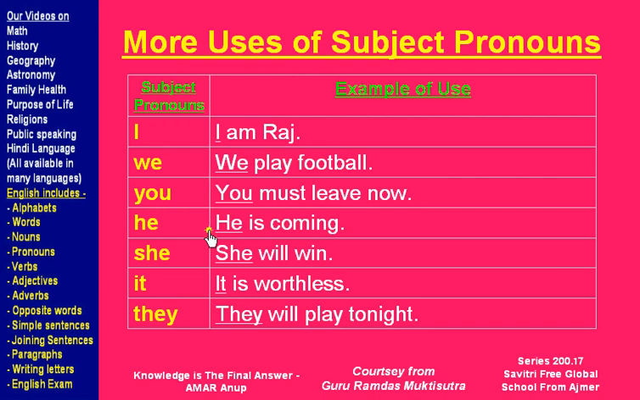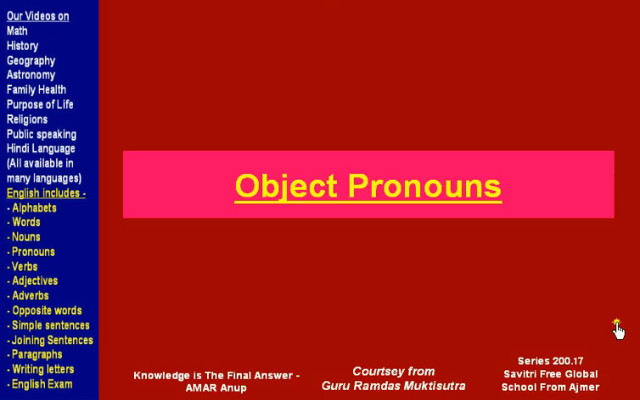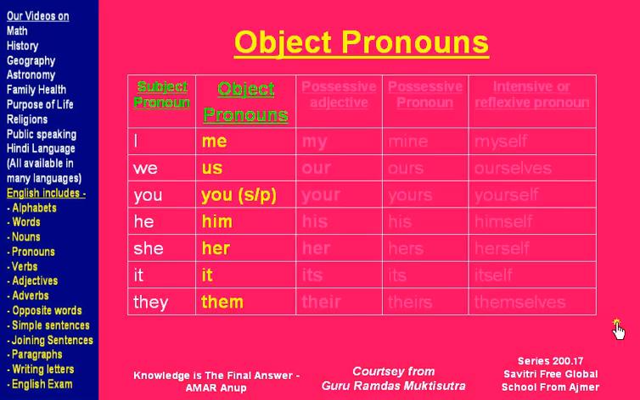He is coming. So this is the subject. They will play tonight. Will play is the verb. Tonight is the object part of the sentence, and who will come? They will play tonight. So they is the subject. So these are the subject pronouns. Now we will soon see object pronouns, and you will see the difference. So let's see some object pronouns.